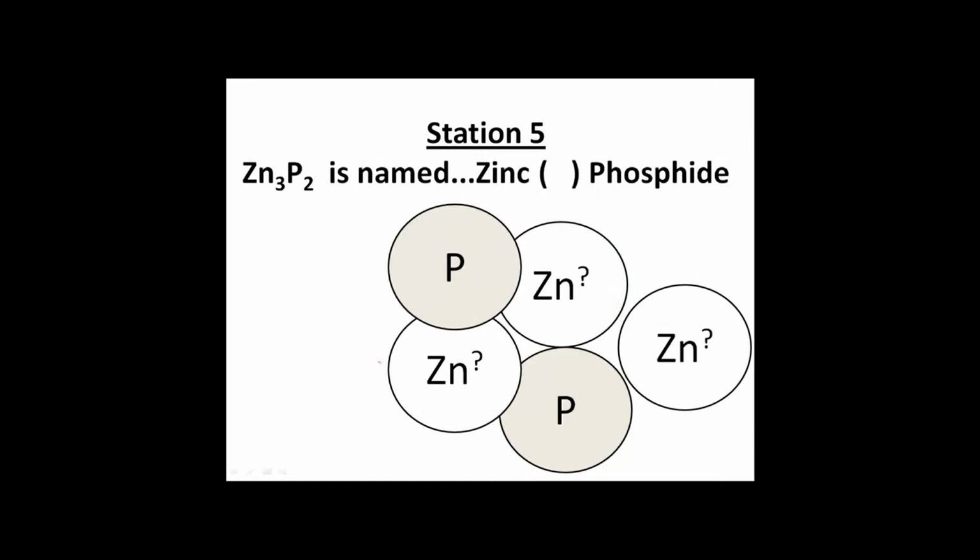Okay, another big one here. I got 3 zincs and 2 Ps. It's going to be called zinc something phosphide. Start off with the non-metal, the phosphorus, work your way over to the zinc. Press pause, give it a shot.